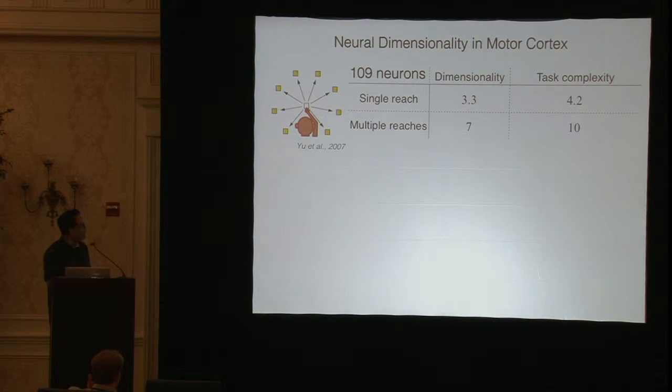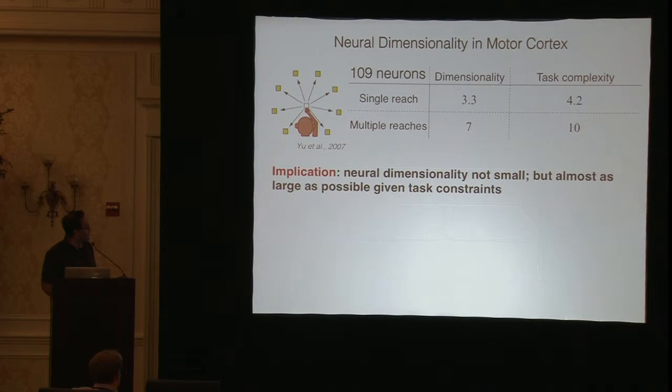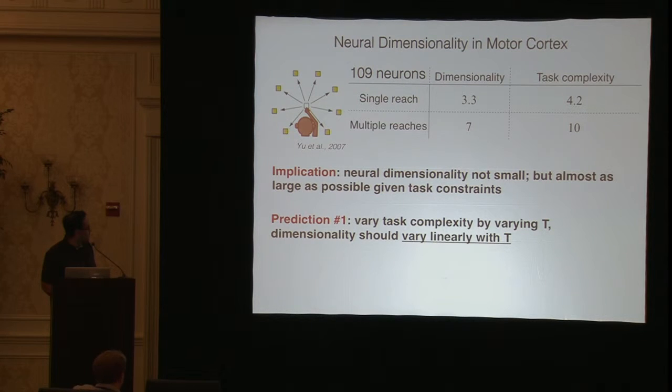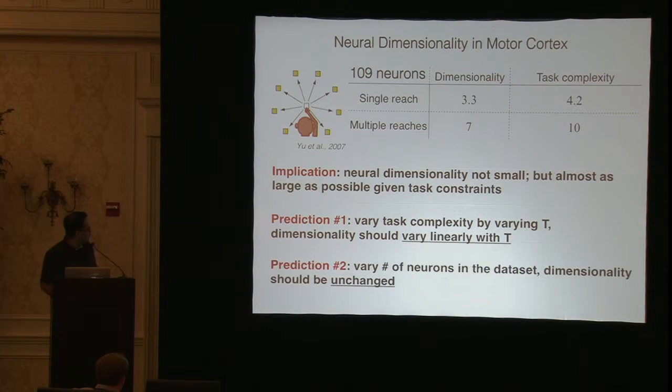So essentially, it's saying that we shouldn't think of these numbers as small because they're small compared to the number of neurons, but they're actually quite large compared to the simplicity of the task with which you probed the monkey's brain. This makes automatically two predictions. Okay, prediction one, if we vary the task complexity by varying the amount of time we include in our analysis, the dimensionality of the data should vary linearly with time if it hugs this upper bound. And two, if we just drop neurons in the data set, the dimensionality should remain completely unchanged because it's already upper bounded by this thing.